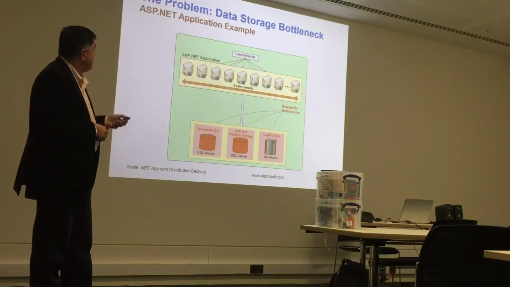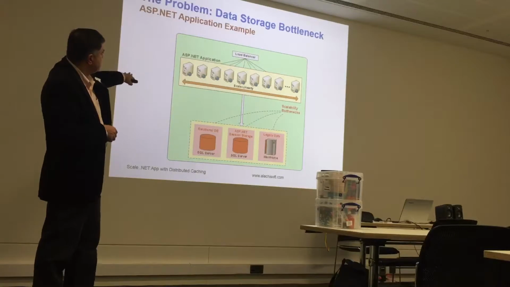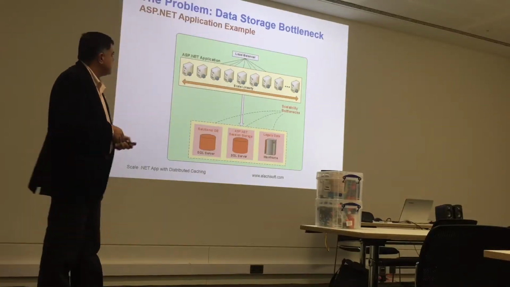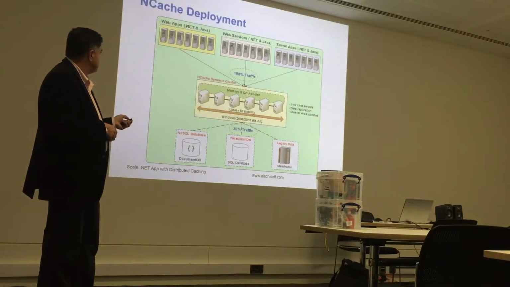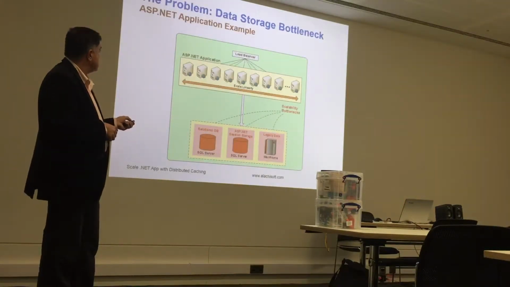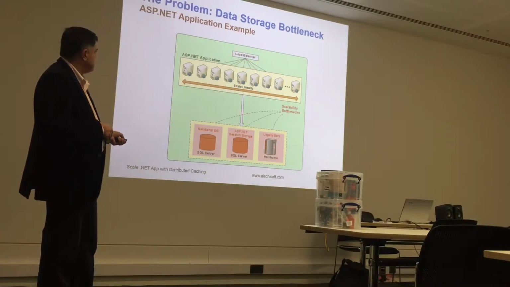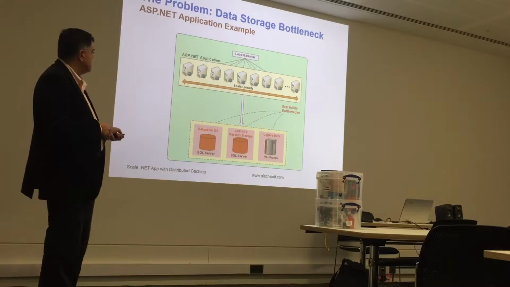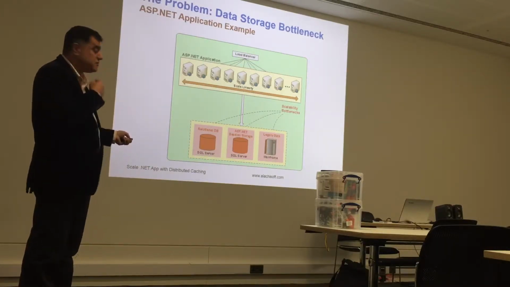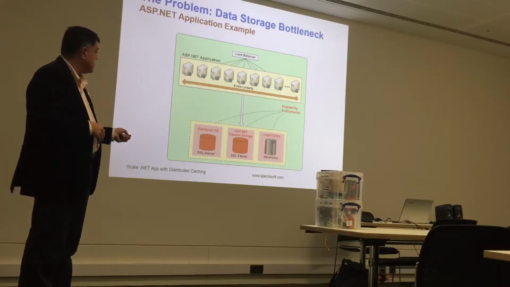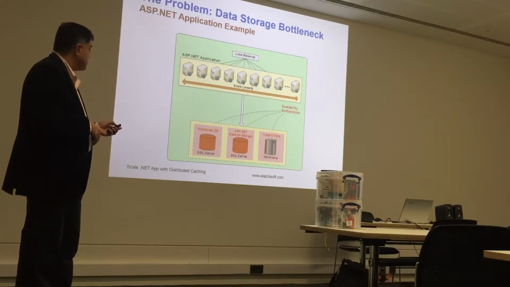So, if you see the problem, as I explained, you've got the application tier scaling. You have the load balancer here, and these are the different types of storage. You have the application data, you have the extension storage in case of ASP.NET or web application, and you have the legacy. And these are the places that become the bottleneck.